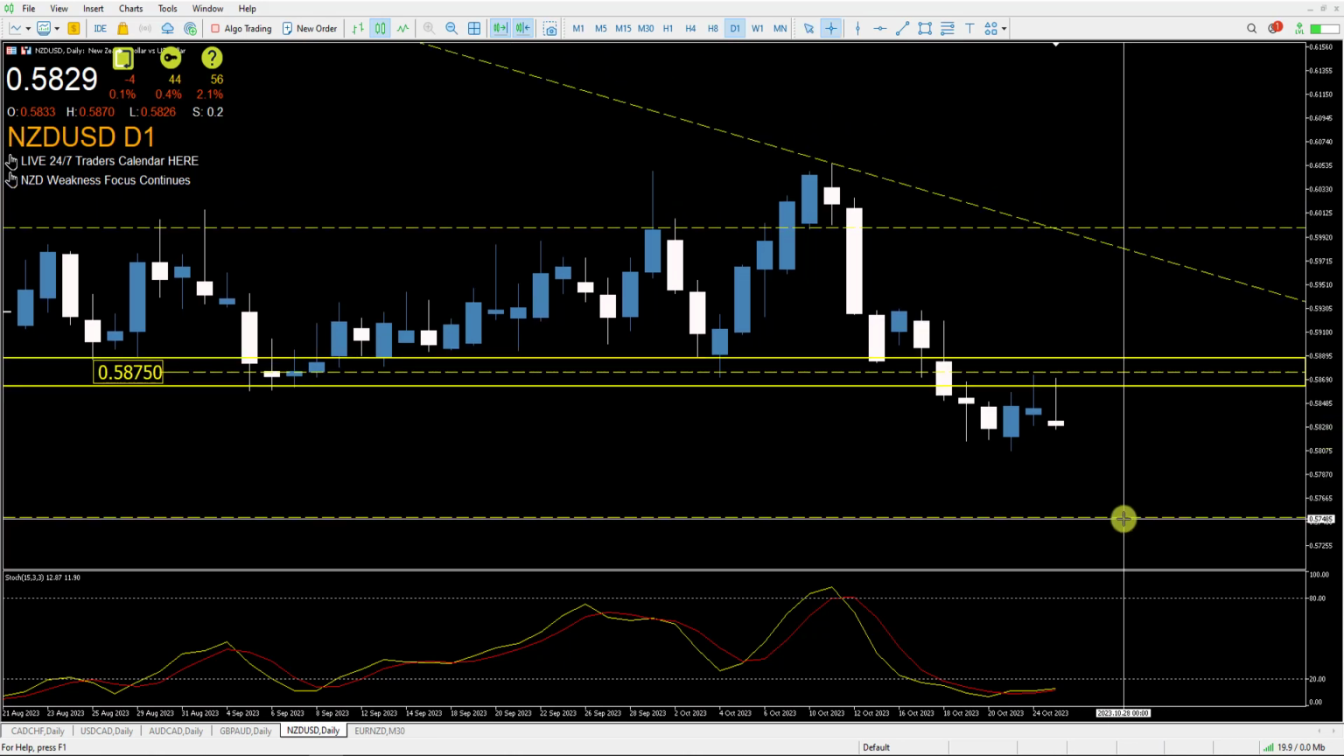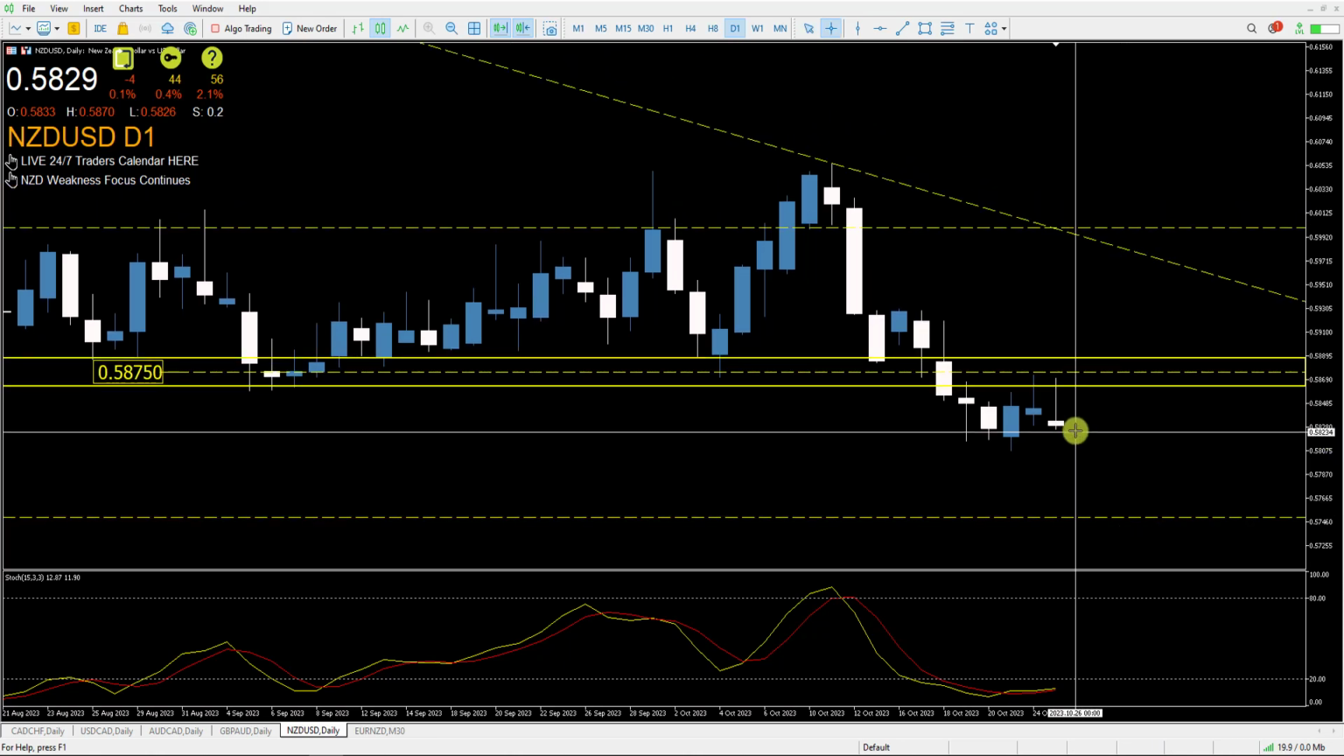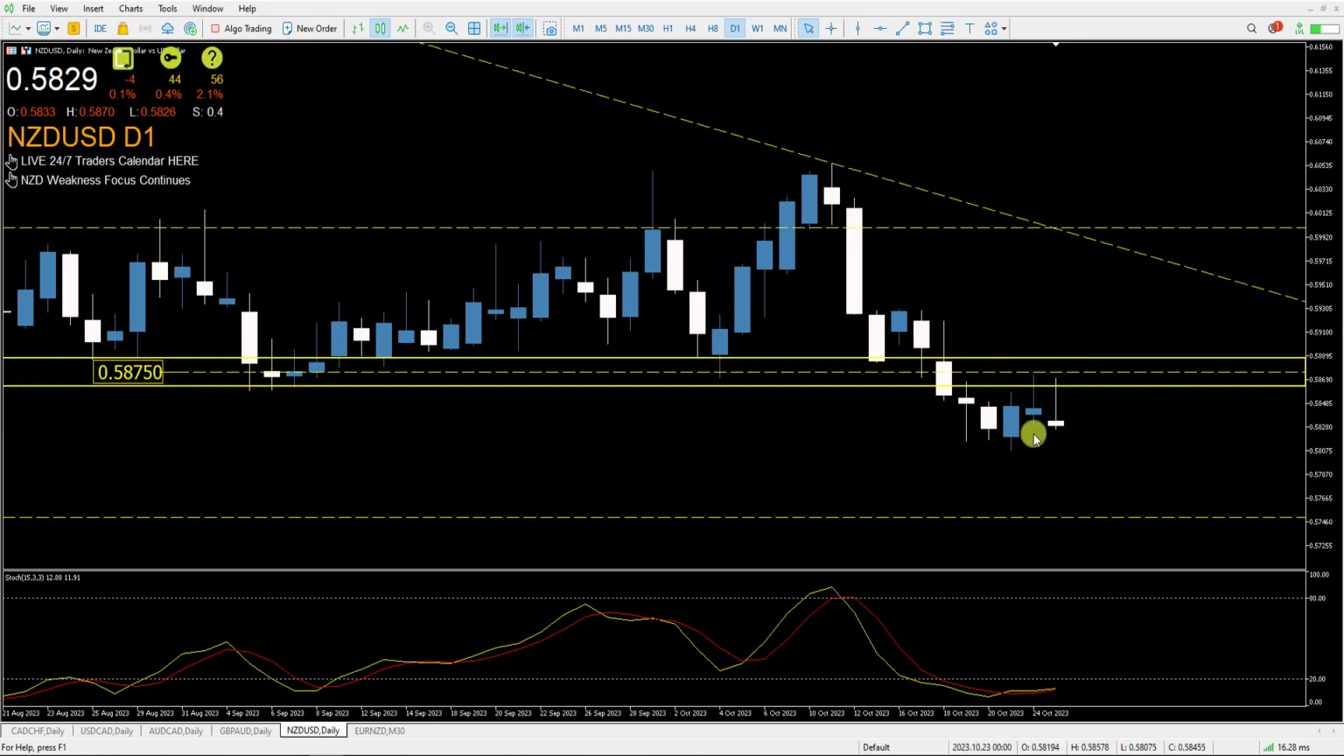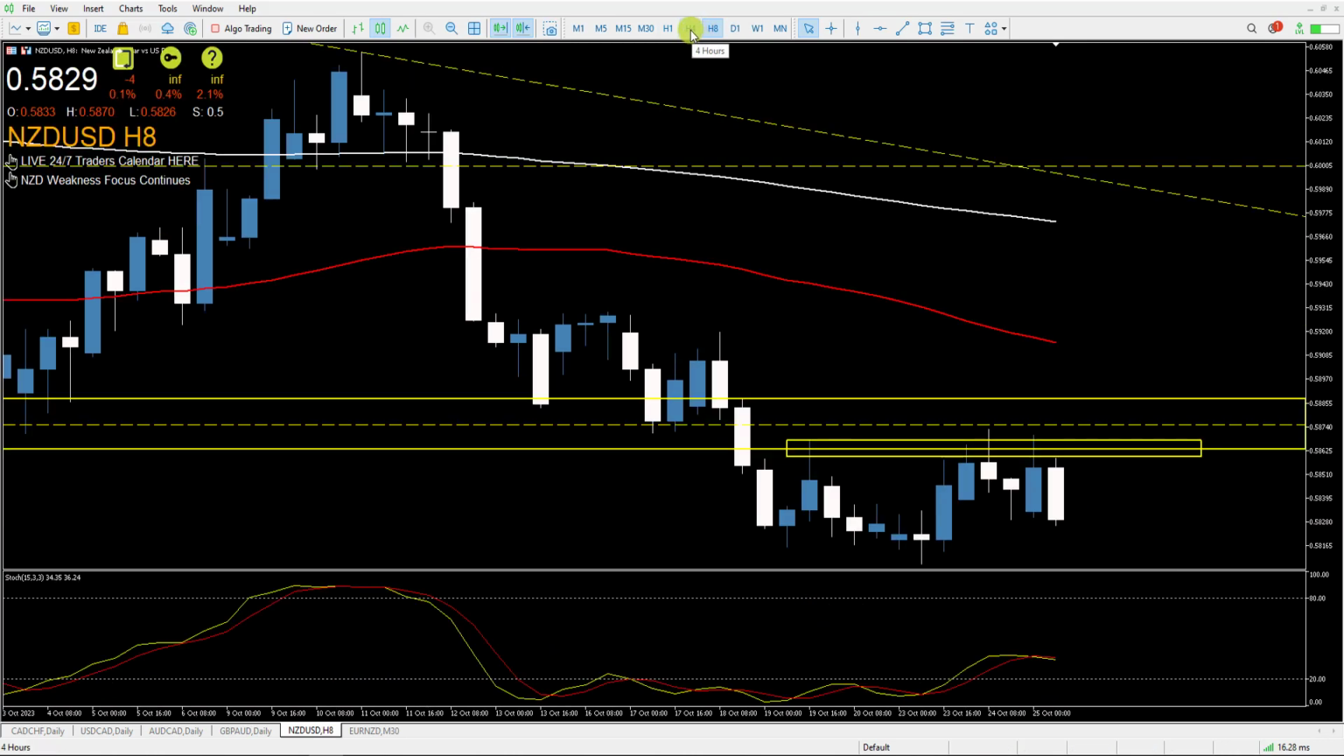I'd be looking to target this 57.50 area. So let's say we got short around about where price is at now, 58.28. I'd have a 50 pip stop loss and look for a potential 75 pip target through there. So just a little bit better than 1-to-1 at that point. But I do quite like the idea of looking for that short on this particular market.